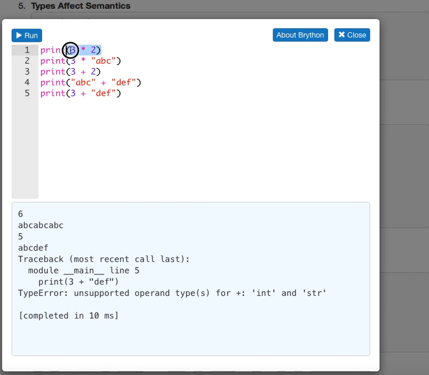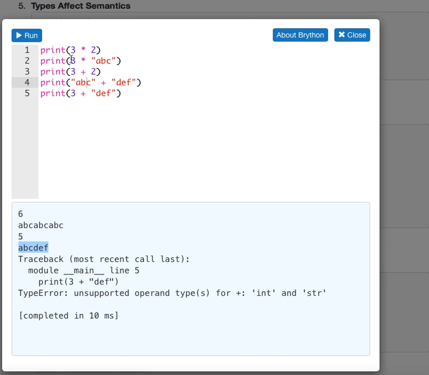An integer times an integer gives you back, well, multiplication that you're used to, 6. But an integer times a string, this times, even though it's the same operator, has different semantics, different meaning. And it means to repeat this string this many times, hence ABC, ABC, ABC. Plus does the natural thing with integers. If you have 2 strings and you add them, it means to concatenate them into 1 string.